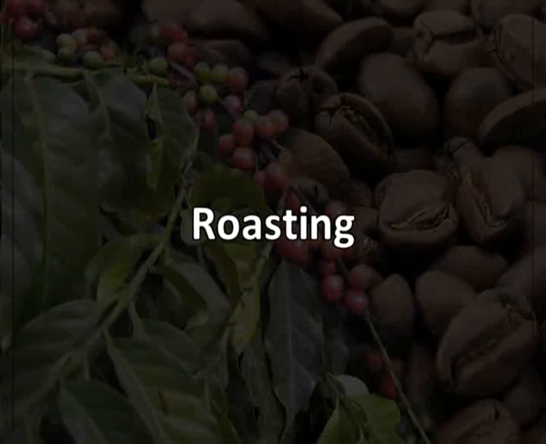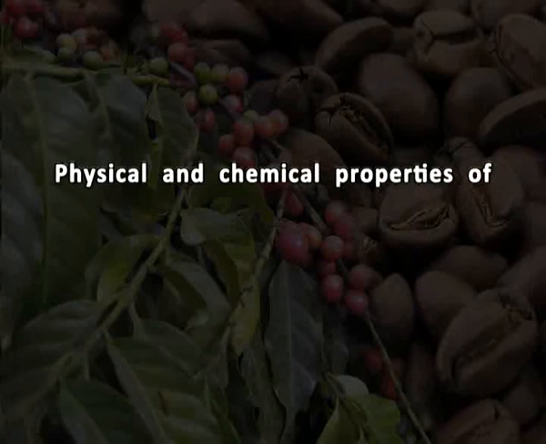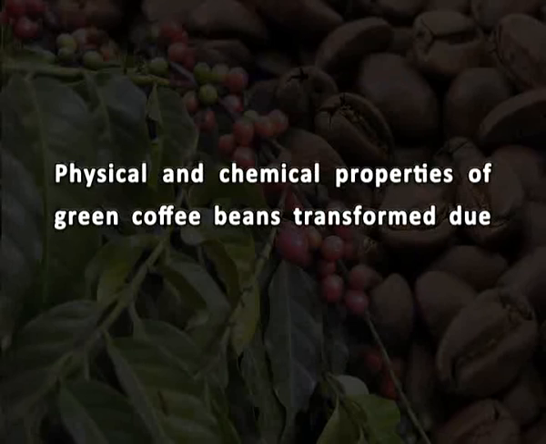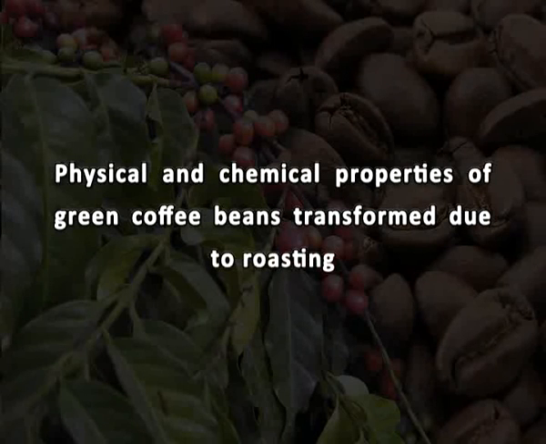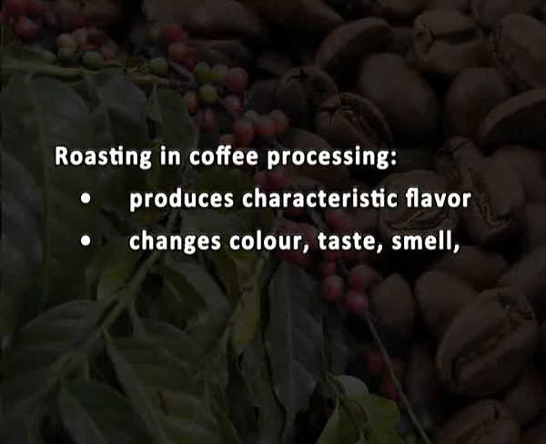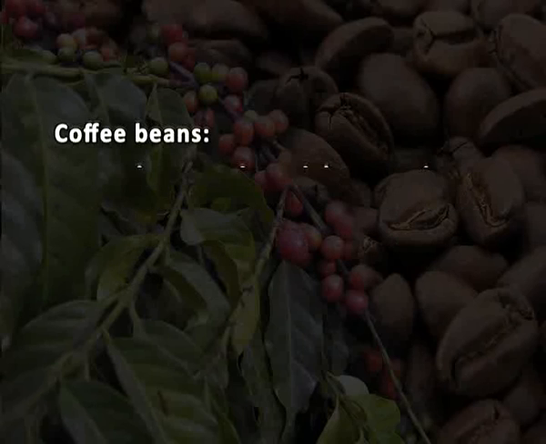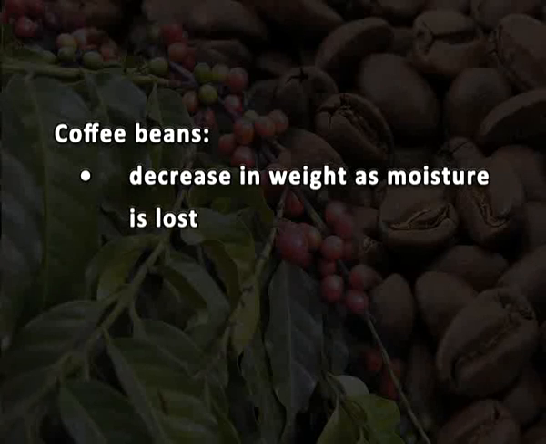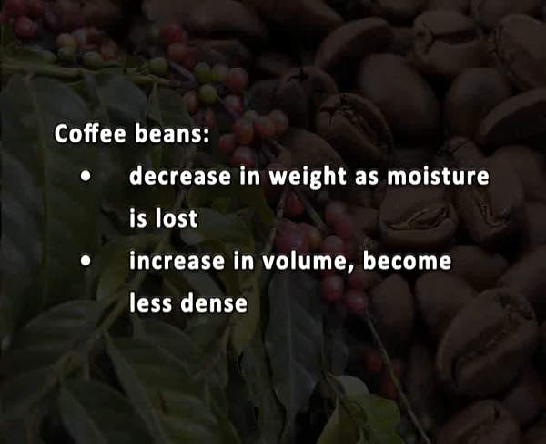Now, we will talk about roasting. The physical and chemical properties of green coffee beans are transformed due to roasting. The roasting process produces the characteristic flavor in coffee and changes its color, taste, smell and density. The bean decreases in weight as moisture is lost and increases in volume, causing it to become less dense. Unroasted beans contain similar acids, protein and caffeine as those that have been roasted but lack the taste.